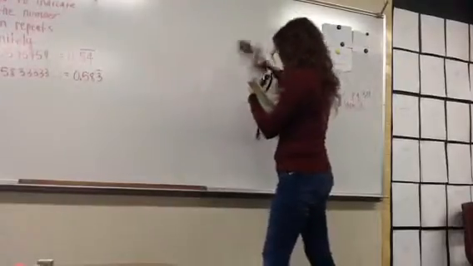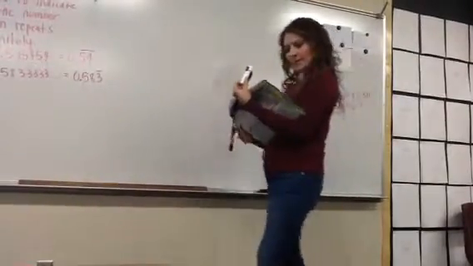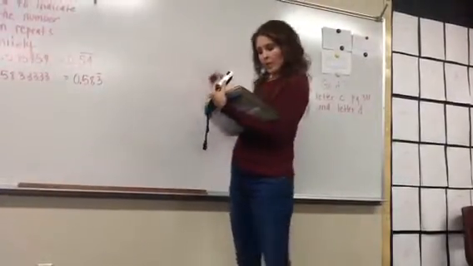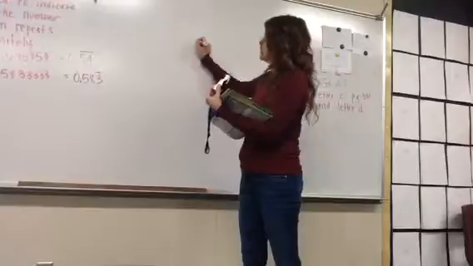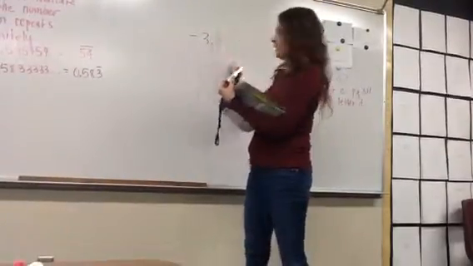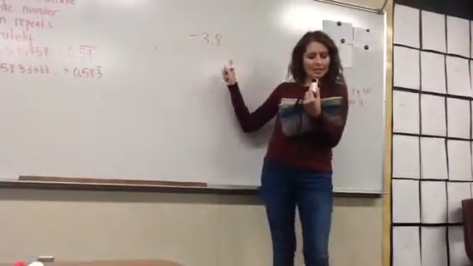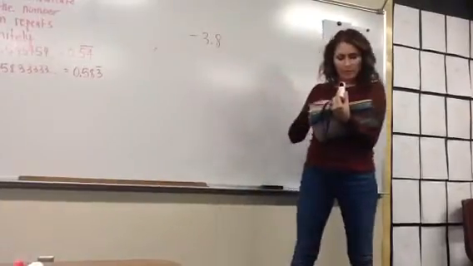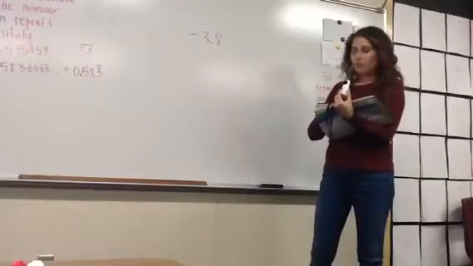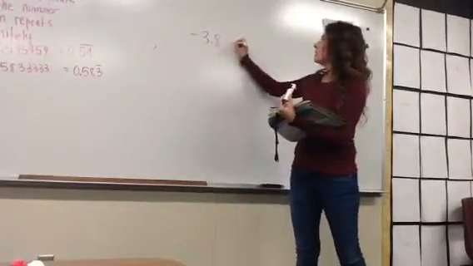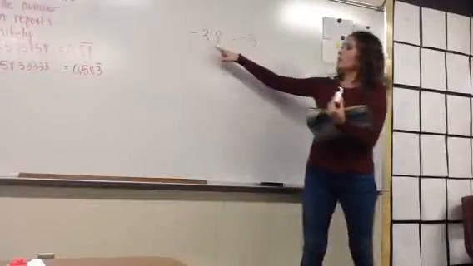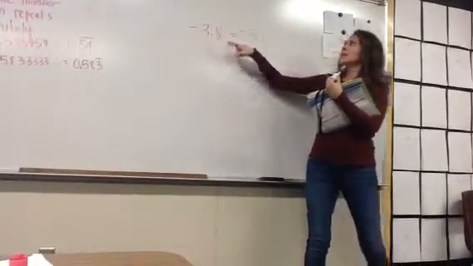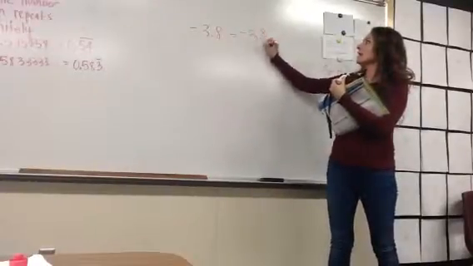Okay, and then the last thing, it might say, write each decimal as a fraction or mixed number in simplest form. So let's say they give you negative 3.8, and they're saying, hey, make this into a fraction or mixed number in simplest form. So if I have a negative 3.8, I have this. A negative 3 is my whole number, and I have to read this out loud. 8, what place does that fall in? Tenths. So it's 8 tenths.